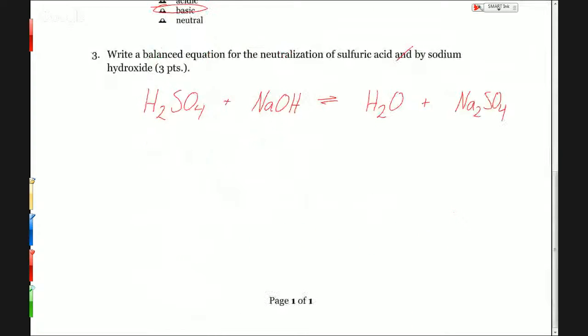Oh, balance. That's right. It's not balanced. Thank you. So we have to balance it. I'm going to put a 2 here and a 2 here. And it doesn't matter what order you put the reagents in. You could have NaOH plus H2SO4, or Na2SO4 plus H2O. As long as you've got the ones on the same side, they should be on the same side. Questions about that? Good. Okay.